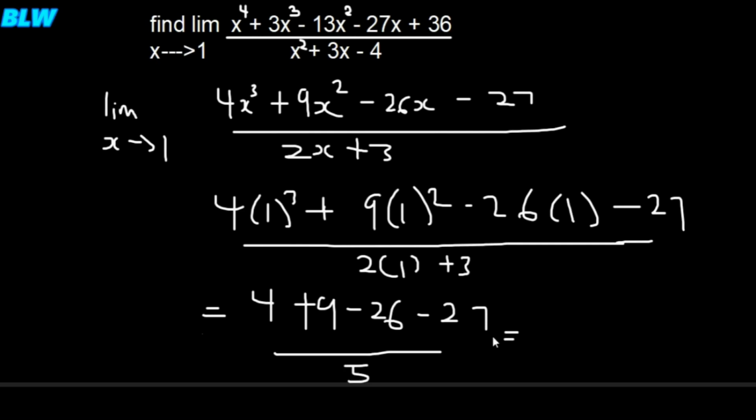So when I do this, let's see what you get. 4 plus 9 minus 26 minus 27 gives me minus 40 on 5. So minus 40 on 5, I'll then have my answer to be negative 8. So this will be my limit.